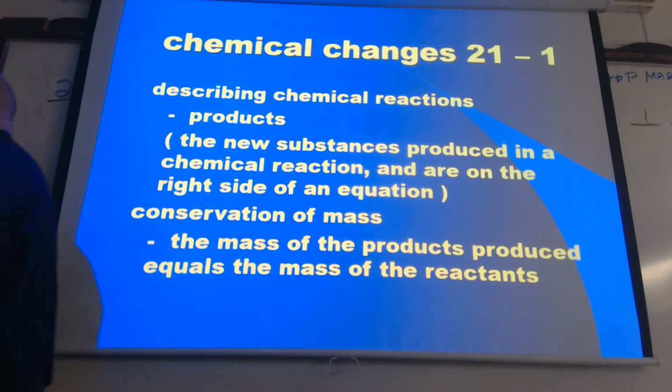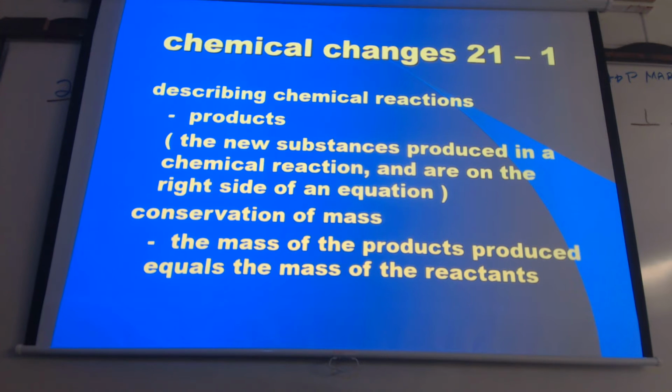So as we've just illustrated in balancing these reactions, what's on the reactant side has to balance with what's on the product side. Okay? And when you do that, you are satisfying what's called the conservation of mass.